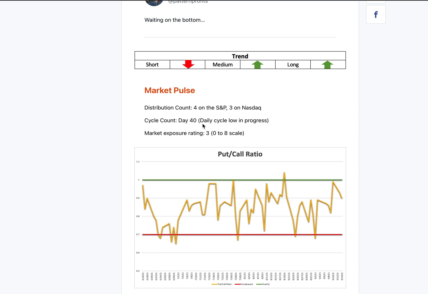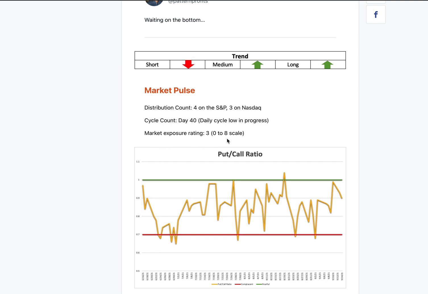Then the cycle count, I'll do a separate video on this that's a little more detailed. Basically, think of this as a sine wave going up and down every 40 days. 20 days being the half cycle, that would be the top and the peak, and then back down at day 40, that would be the bottom. That's kind of right where we're at right now, and that's why I said daily cycle low is in progress.